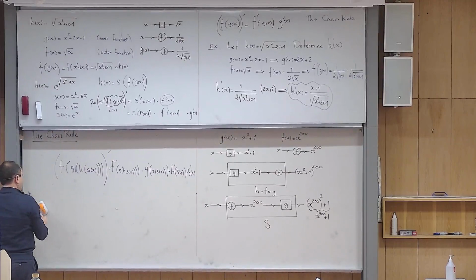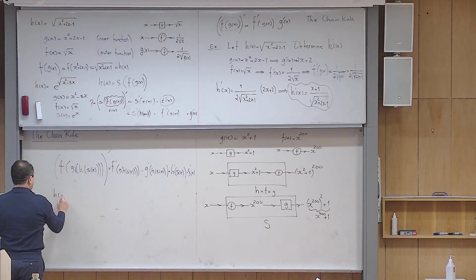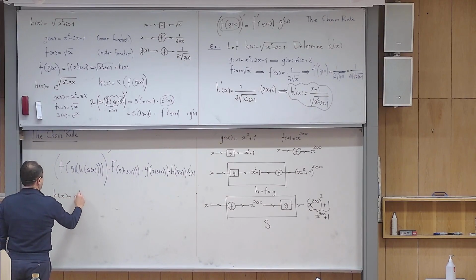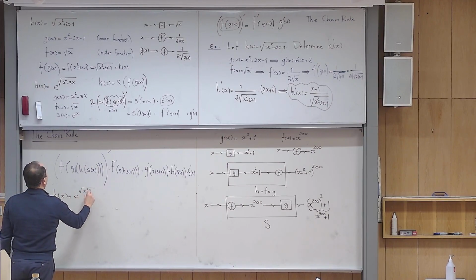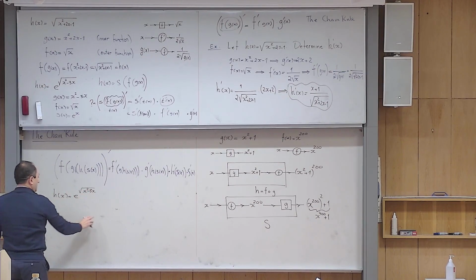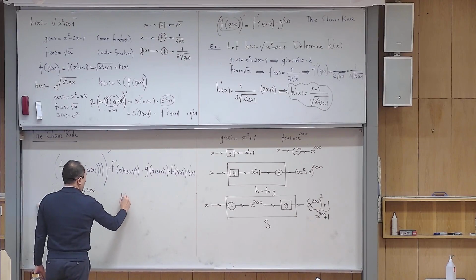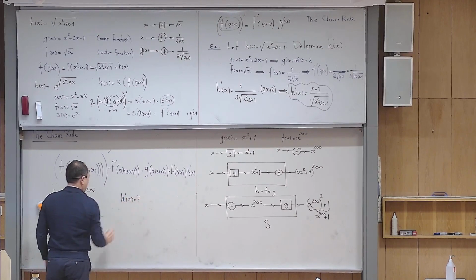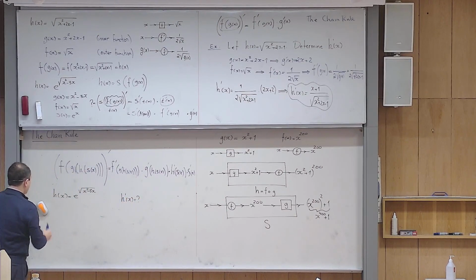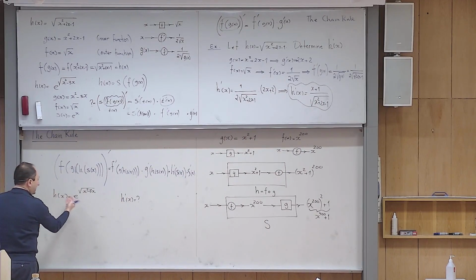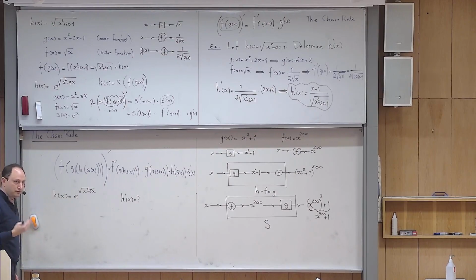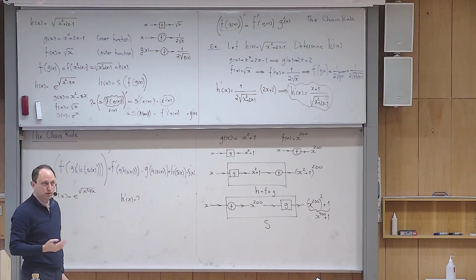So h of x is equal to what? e to the power square root of x squared minus 3x. Okay, and I am asking you to calculate the derivative of this. The first thing that comes to your mind, you have to analyze the problem yourself, you understand this problem is a composition of three functions. That is the first thing that you need to know.